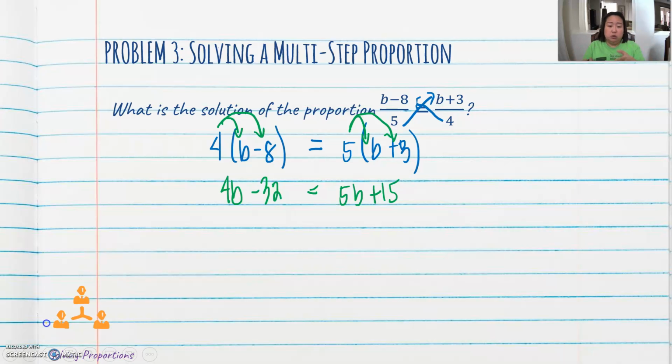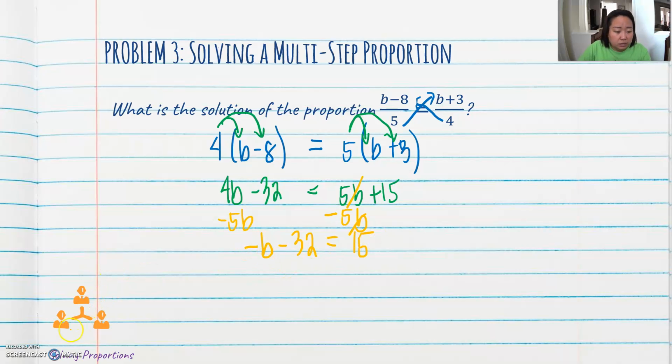We need to make sure that all the variables are on one side and all the constants are on the other side. So we can transfer our 5b in here. We have minus 5b, so that's now gone, and we will have a minus 5b on this side. So this is now negative 1b, positive 4 and negative 5, that's going to be negative 1b. So you have negative b minus 32 is equal to 15.